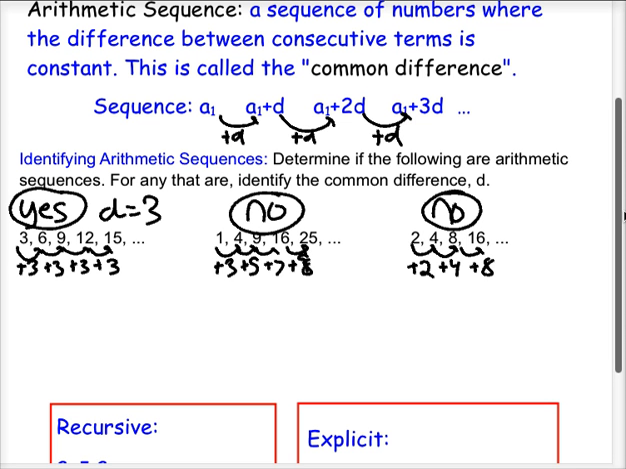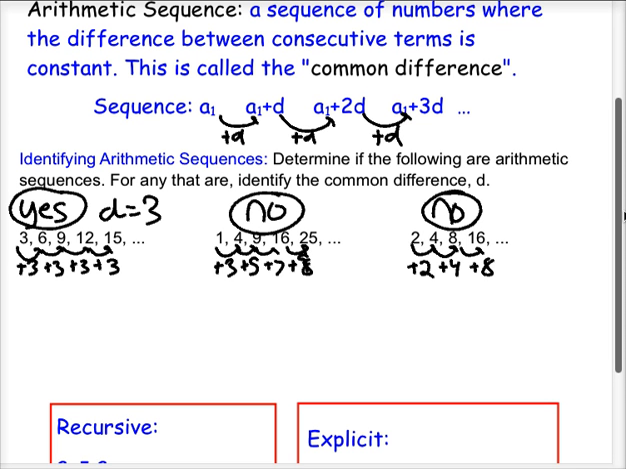So it's pretty easy to determine if something is or is not. All you have to do is check, am I adding the same thing over and over again? If I am, perfect, arithmetic. If I'm not, well, then you're going to have to say no.